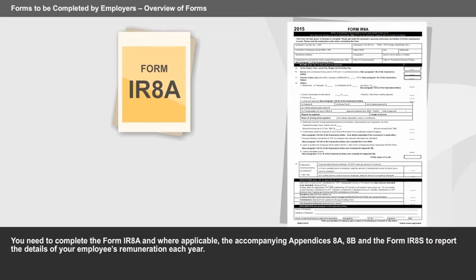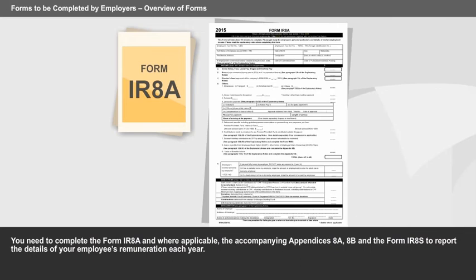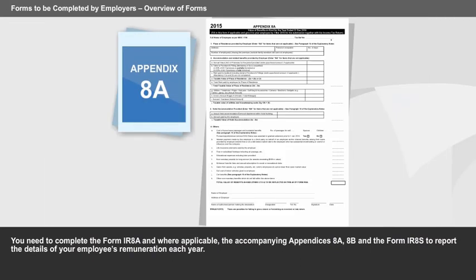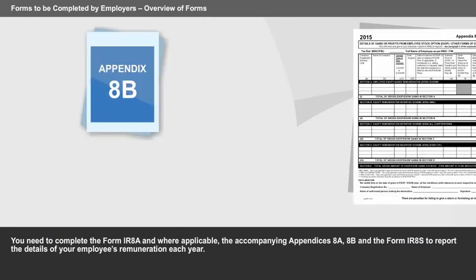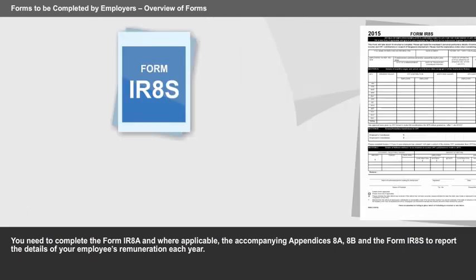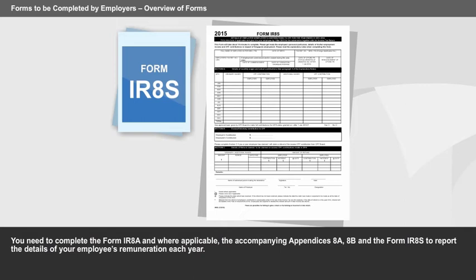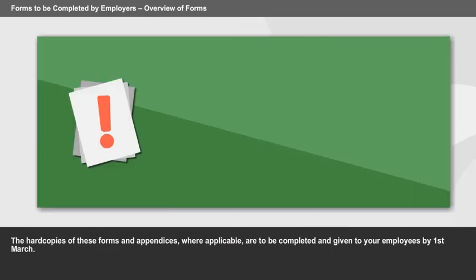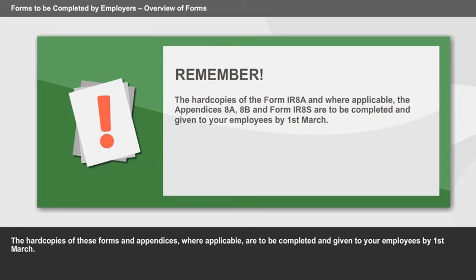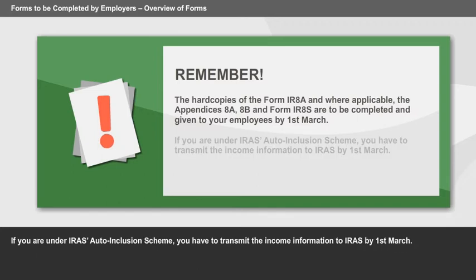You need to complete the Form IR8A and, where applicable, the accompanying Appendices 8A, 8B, and the Form IR8S to report the details of your employee's remuneration each year. The hard copies of these forms and appendices, where applicable, are to be completed and given to your employees by 1st March. If you're under IRAS's auto-inclusion scheme, you have to transmit the income information to IRAS by 1st March.